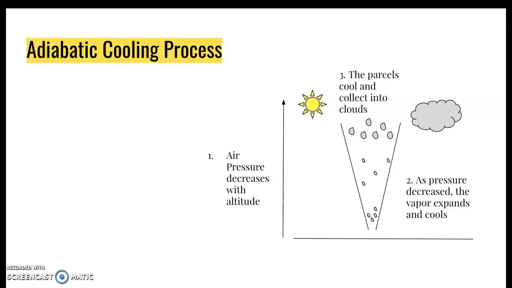It'll cool at about 5 degrees per every 1,000 meters, 5 to 10. And then as it collects into clouds, it'll continue to condense more and collect more, and then it'll eventually precipitate and possibly fall all the way back to Earth's surface.